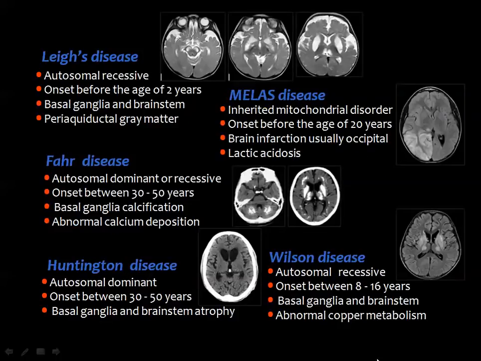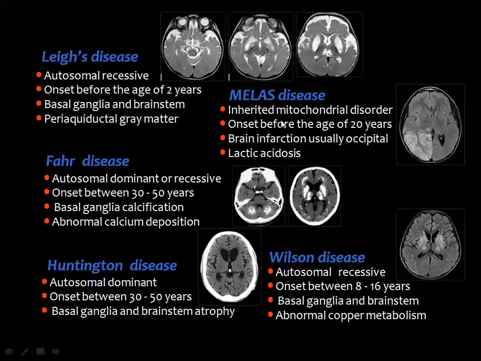Then to sum up the five previously mentioned diseases, starting with Leigh's disease. This is an autosomal recessive disease, and the onset of the symptoms will appear before the age of 2 years, although there is a juvenile and even an adult form. The main brunt of the lesions in MRI will be on the basal ganglia and the brainstem, with particular affection of the periaqueductal gray matter, which needs to be differentiated from Wernicke's encephalopathy.